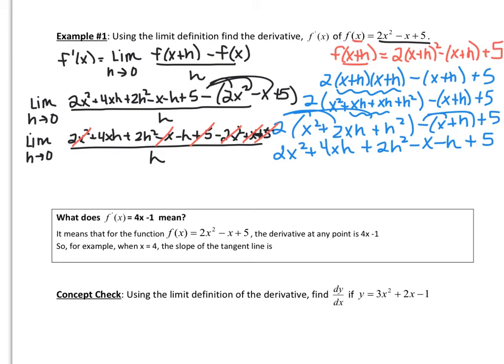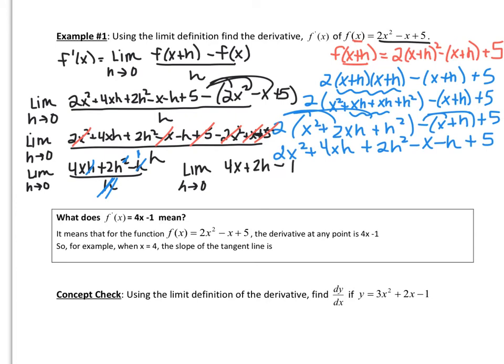So I'm left with the limit as h approaches 0 of 4xh plus 2h squared minus h all over h. And now I can simplify by dividing all the pieces by h. So these two cancel. This one cancels with one of these, and this cancels to 1. So now we have the limit as h approaches 0 of 4x plus 2h minus 1.